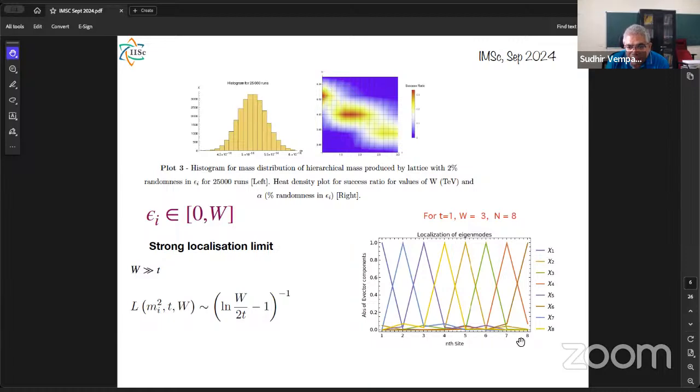So these are the sites. This can be nicely seen in this graph, in which I have plotted on the x-axis the site number 1, 2, 3, 4, 5. This is for 8 sites, and W is equal to 3. These are in units of TeV. And so when you randomly generate between, all the modes are completely localized.